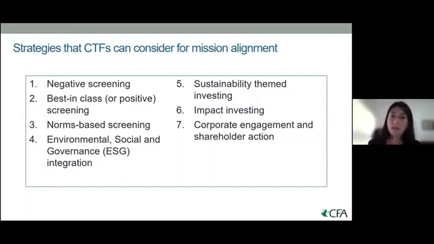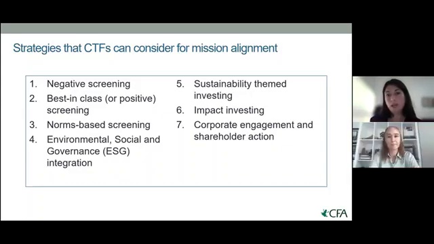investments for them. And corporate engagement and shareholder action is mainly a way of managing the investment portfolio in such a way that voting rights are exercised to pursue certain social or environmental objectives.